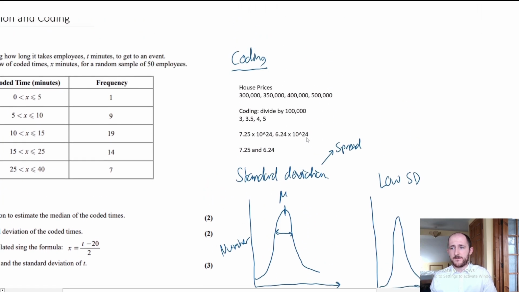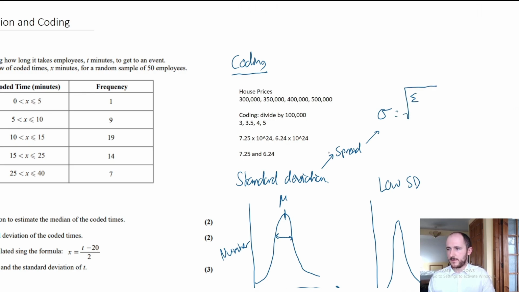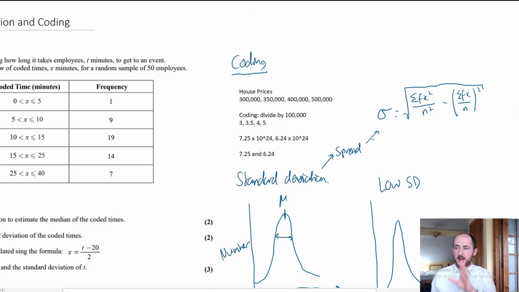Well, the standard deviation is a very interesting formula that you get given. But here is the actual formula for it. So standard deviation is given by the letter sigma, and it equals the square root of the sum of fx squared over n, squared minus the sum of fx over n, squared. I know it looks really strange, right? But let's break this down for a second.